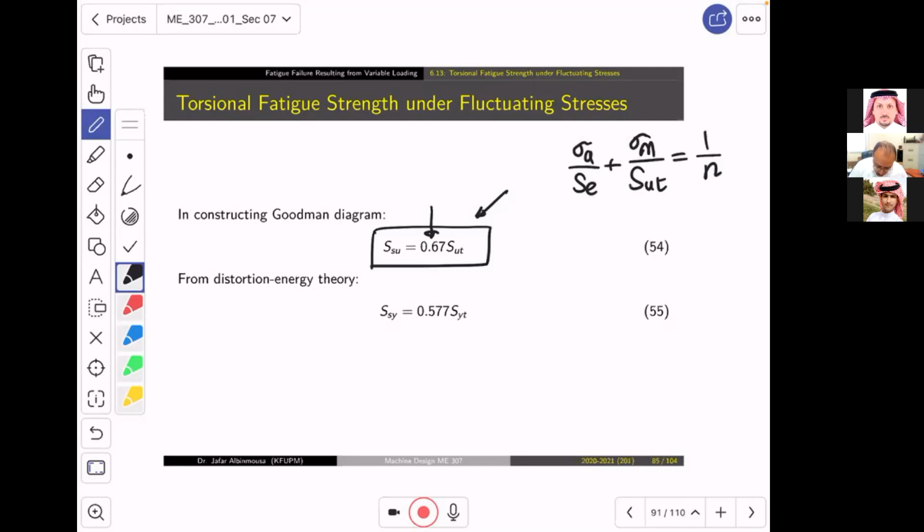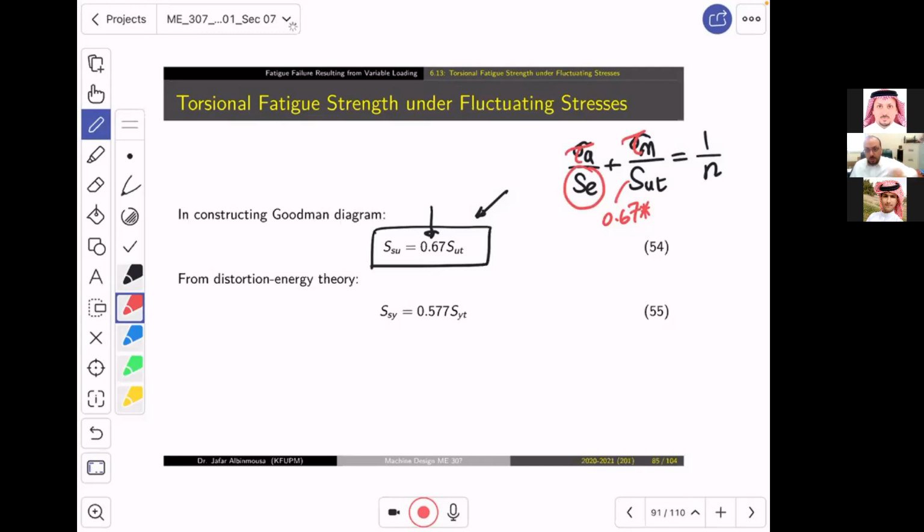So what are we doing here? We're saying go and multiply this one by 0.67. When you multiply SUT by 0.67, you are converting it into a shear ultimate strength. And replace this now with tau. Now this one is tau A. What is this? This is the endurance limit. So, for the endurance limit, how do we find the endurance limit in torsion?